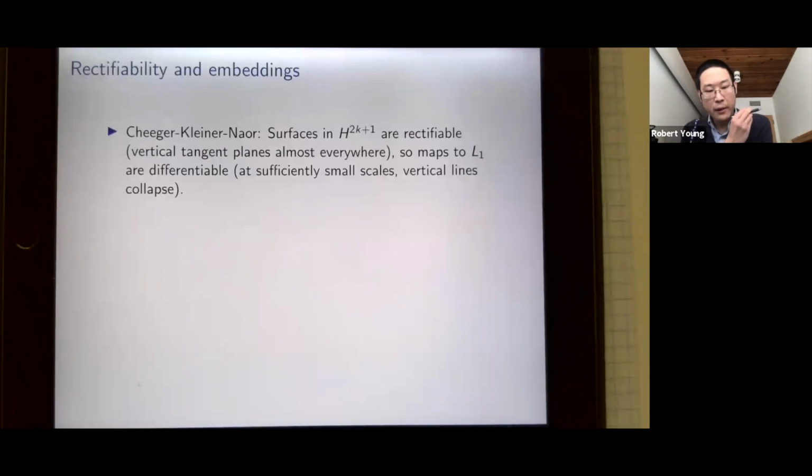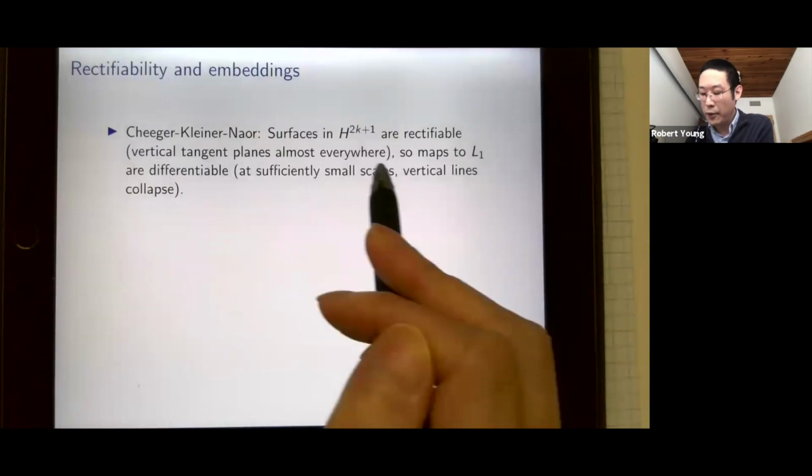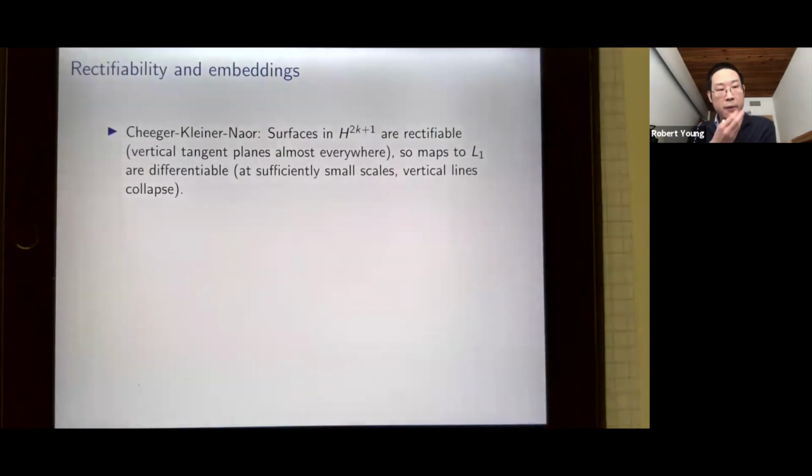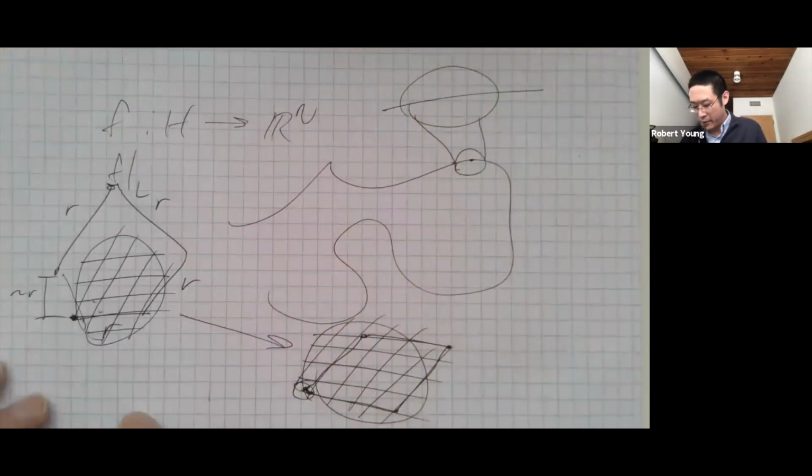We want to prove something similar. Instead of showing that surfaces in the Heisenberg group are close to vertical at very small scales, we want to prove that on average, surfaces in the Heisenberg group are close to vertical planes. So we want a sort of average case version of rectifiability. And there is an average case version of rectifiability. It's called uniform rectifiability. The way that I like to think about uniform rectifiability is that it is, well, let me draw a picture.